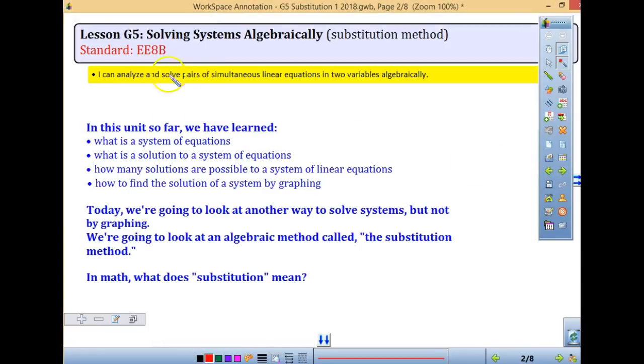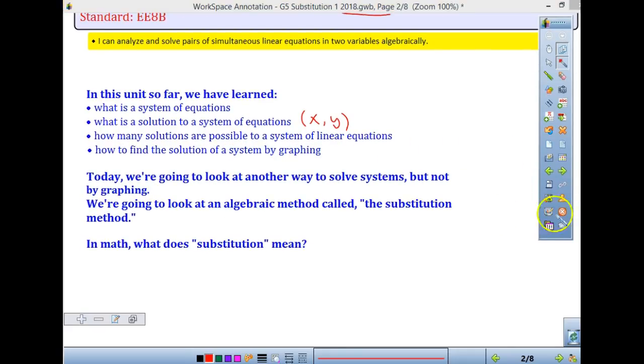As you are looking today, we are going to start solving systems algebraically. Up to this time, we've always used graphing. This is called the substitution method. So far in this unit, we've learned what a system of equations is: it's always two equations. The solution of a system of equations is our x comma y point, how many solutions a possible linear system may have, and how to find that solution by graphing, looking for that point of intersection. Today we're going to look at another way to solve systems, but not by graphing. We're going to look at what's called an algebraic method, which is what you have to learn how to do.